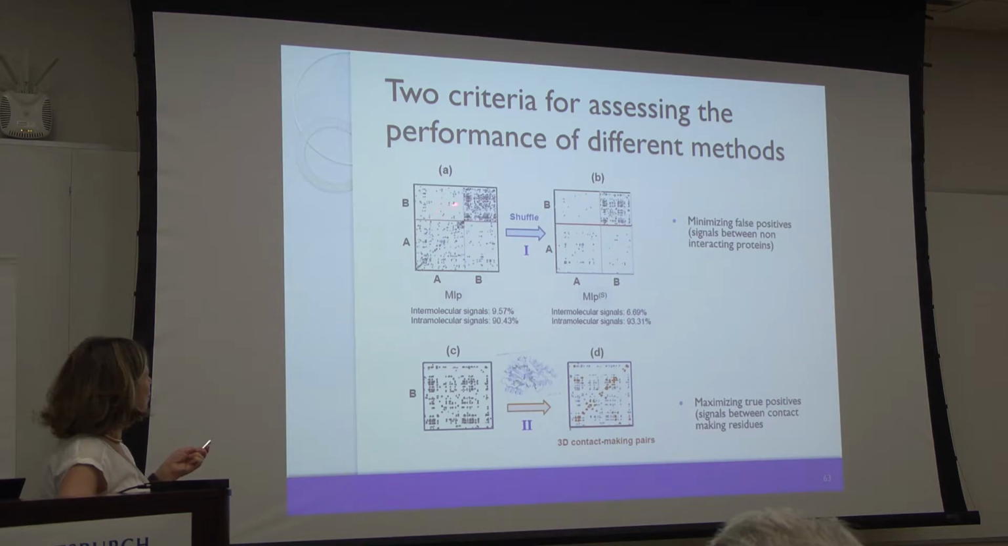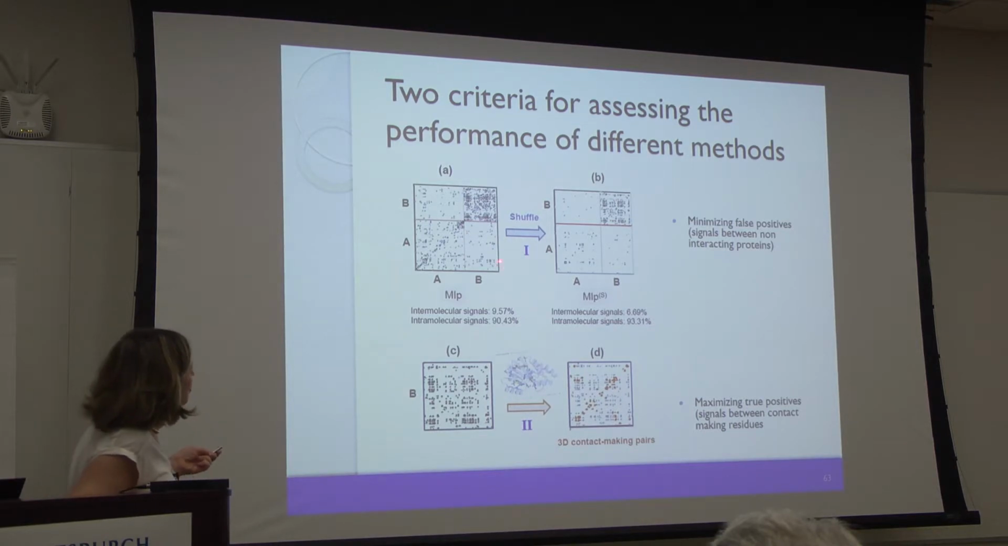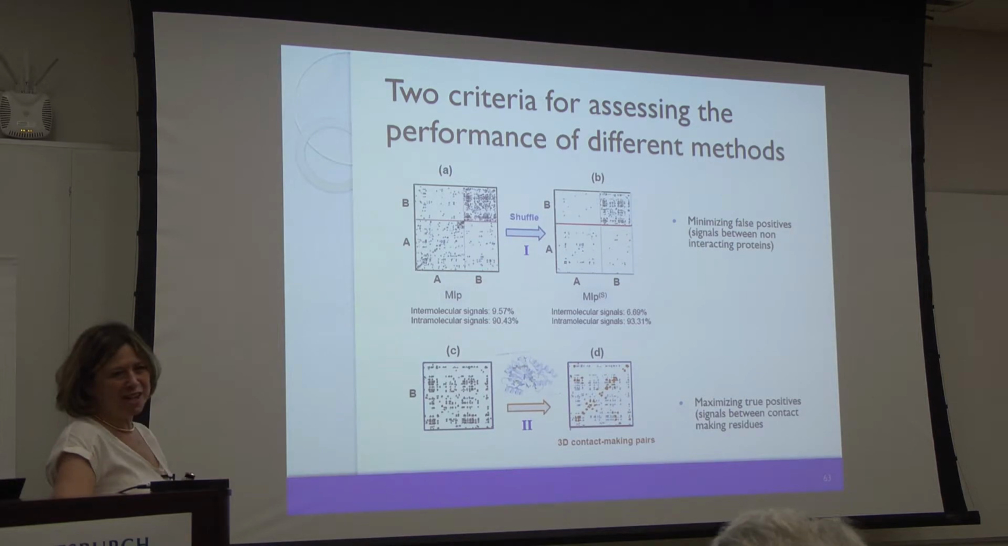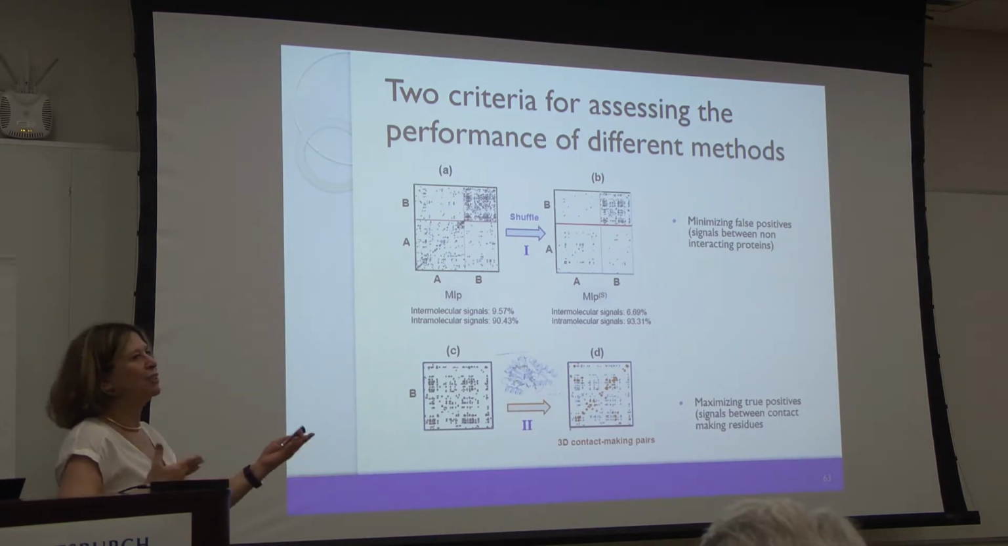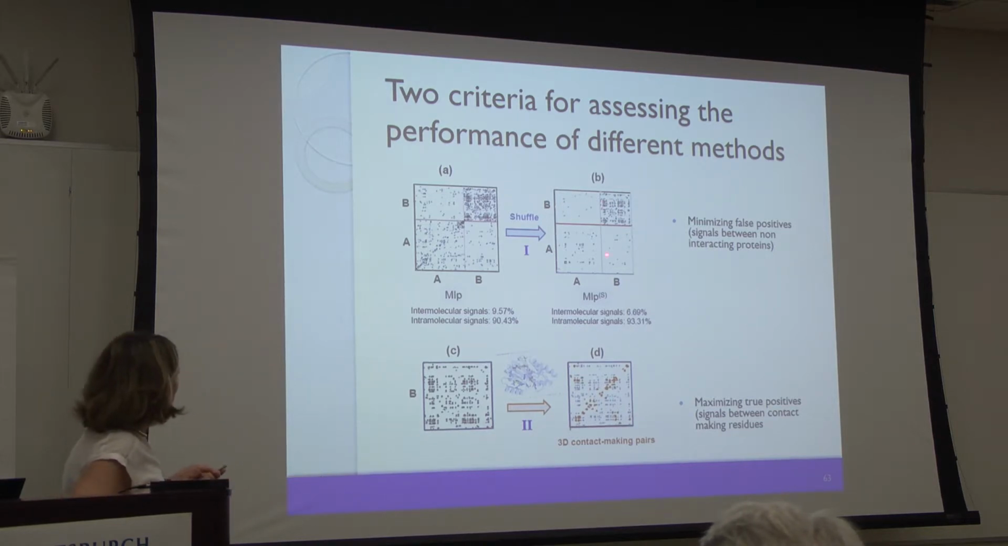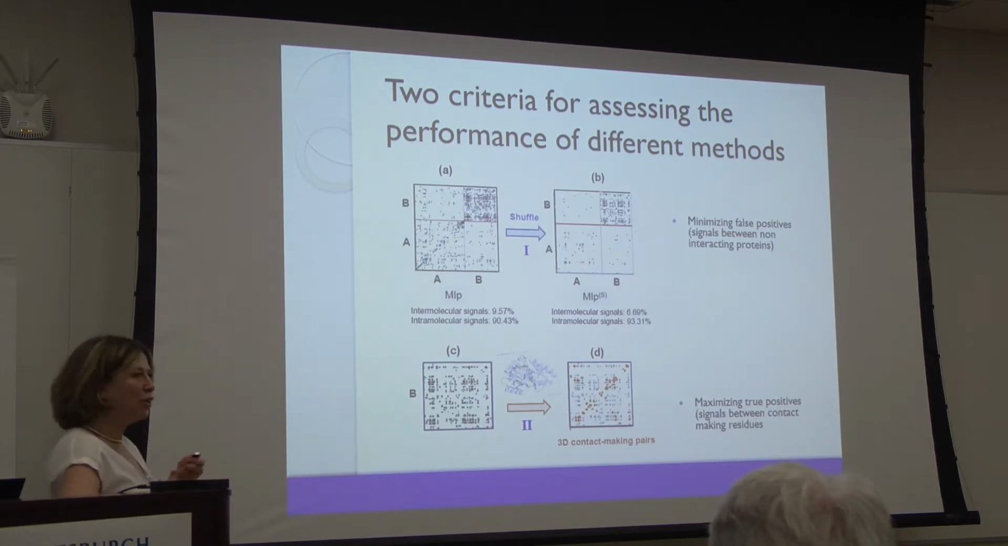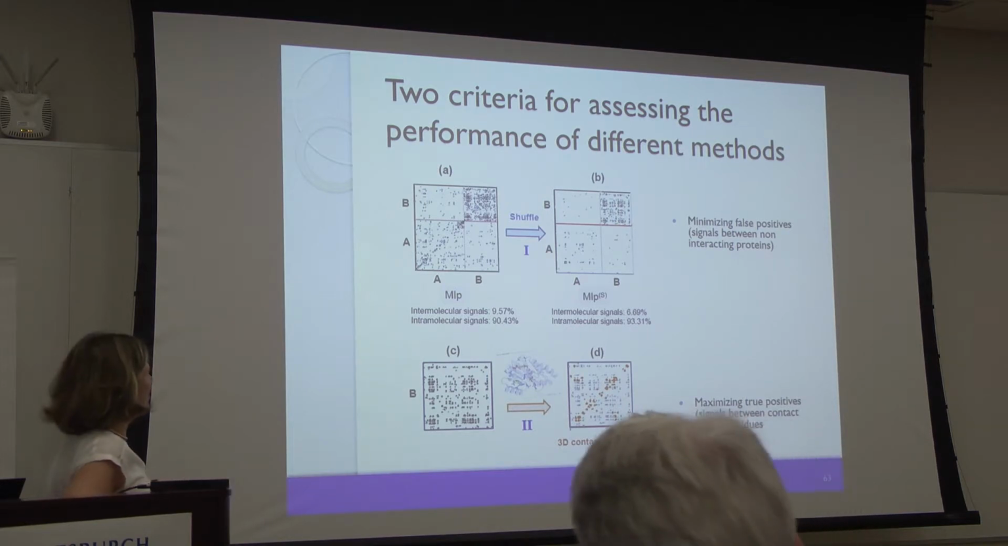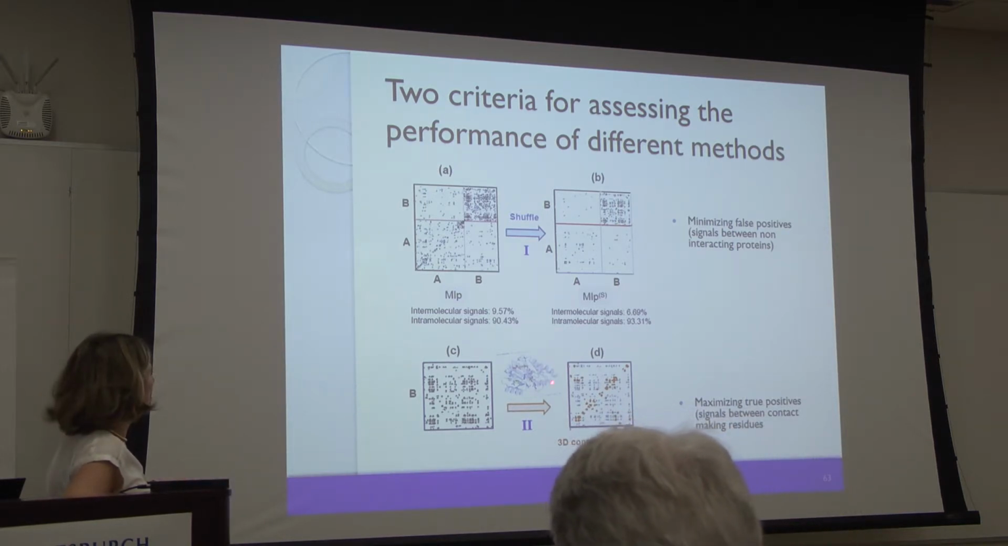So if we observe something like that, this is an error. So we want a method that minimizes this type of error. These are called the false positives. Positive because you see a signal there, but it is false. So that was one way of gauging whether a method works or not.